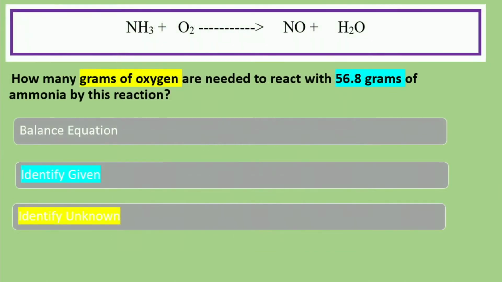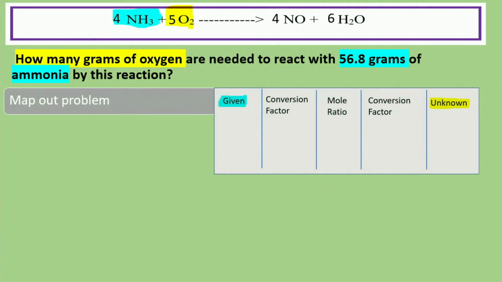So here's a sample question, and it reads, how many grams of oxygen are needed to react with 56.8 grams of ammonia by the reaction above? So we have 4 moles of ammonia will react with 5 moles of oxygen, yielding us 4 moles of nitrogen monoxide and 6 moles of water. So our given will be our 56.8 grams of ammonia, and our unknown will be our grams of oxygen. Now we can see that oxygen is a diatomic, so we'll keep that in mind when we're calculating our molar mass. So now we need to map out the problem.